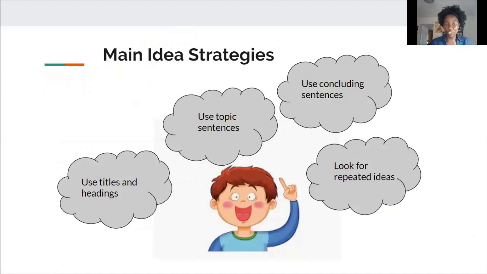Here are additional strategies that we looked at. Use titles and headings. Use topic sentences. Use concluding sentences. Look for repeated ideas. Repeated ideas may be repeated words or phrases throughout the passages. Concluding sentences are always at the end of the passage or paragraph, so you have to read the passage or paragraph through its entirety.